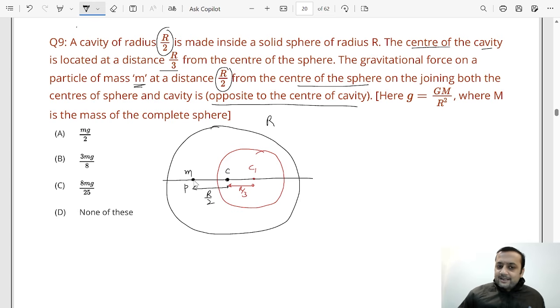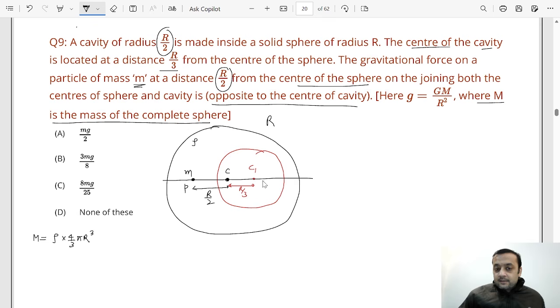Look, so what I will do, I will write the gravitational field at the point P, the net gravitational field. That means the field due to the entire sphere minus the field due to the cavity, and then we will multiply the field with the mass of the particle to get the force. Now look, they have also said that m is the mass of the complete sphere. That means if you say the volume mass density is rho, m could have been written as rho into 4 by 3 pi r cube. This is the mass of the complete sphere. Okay, m is rho into 4 by 3 pi r cube, right?